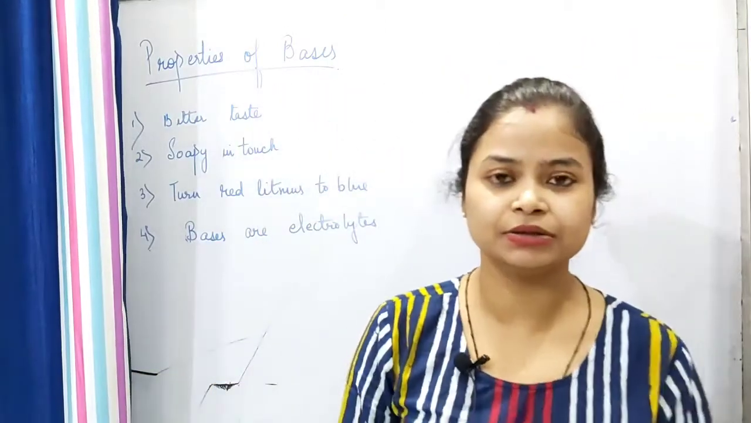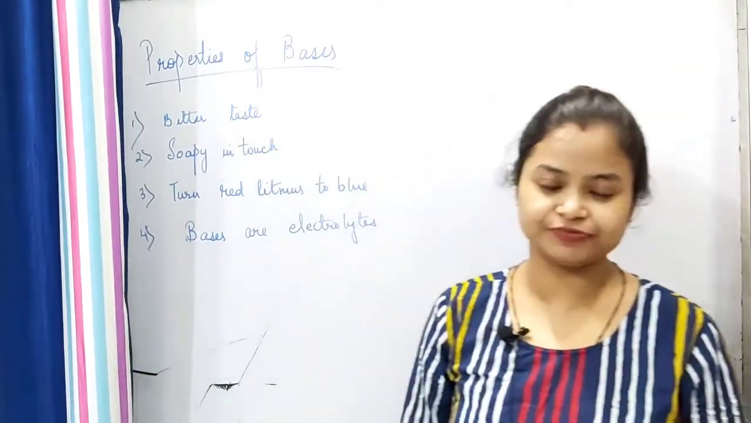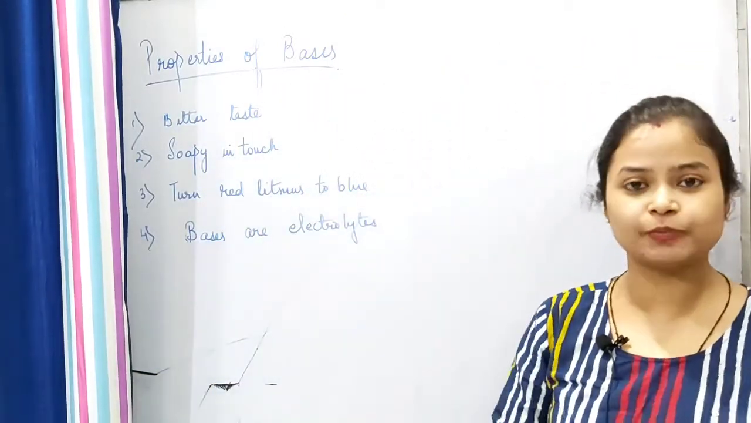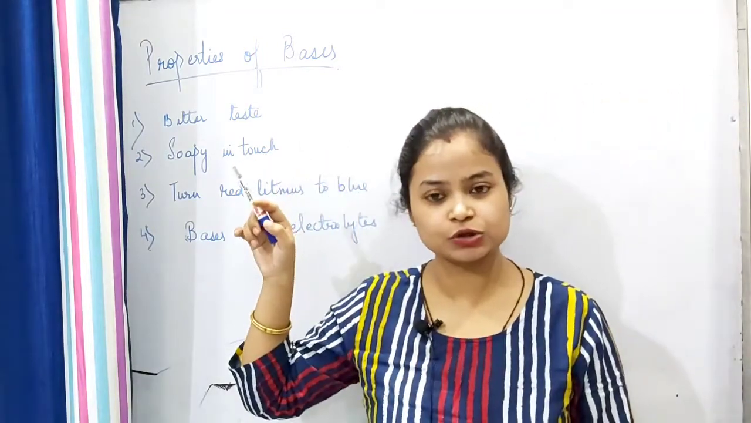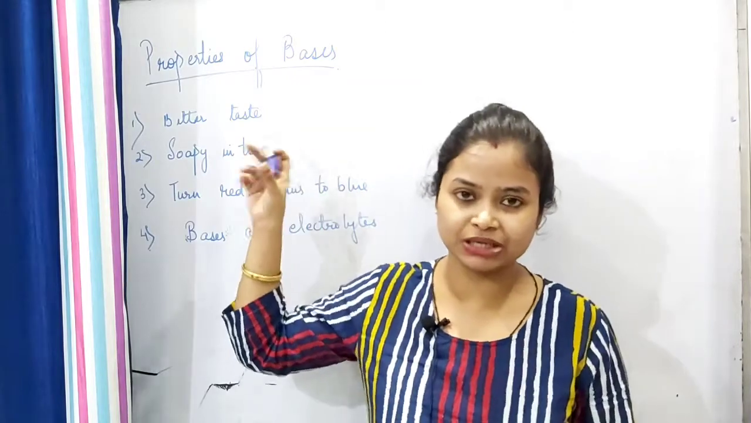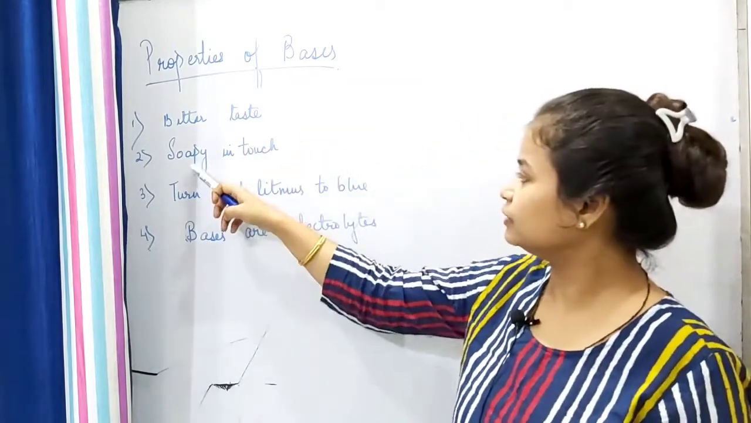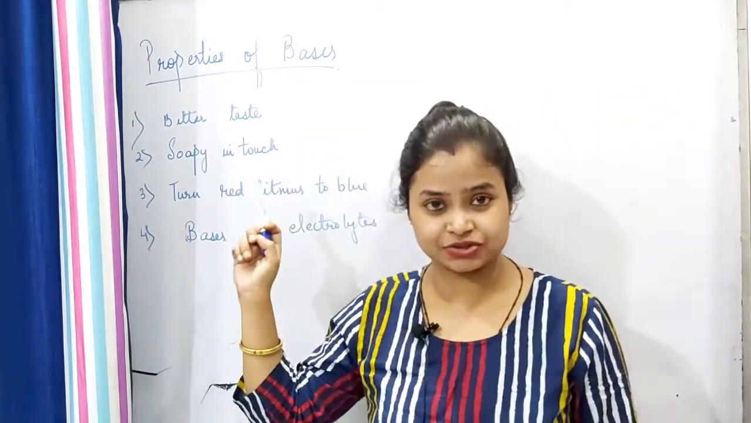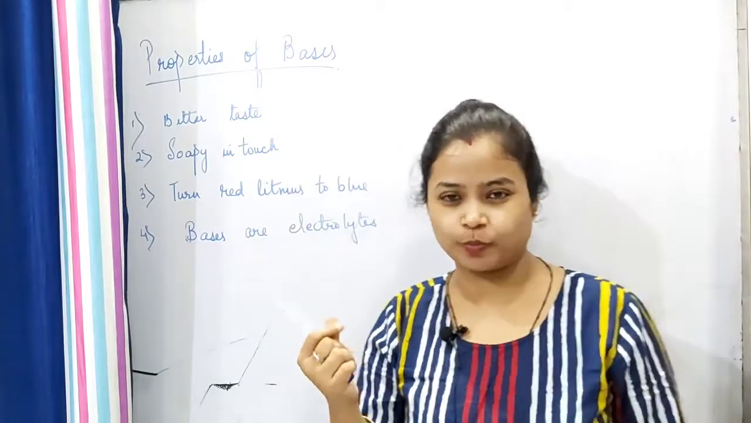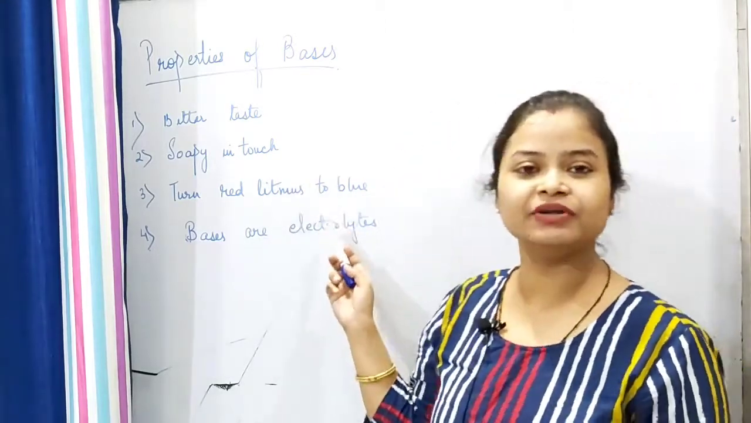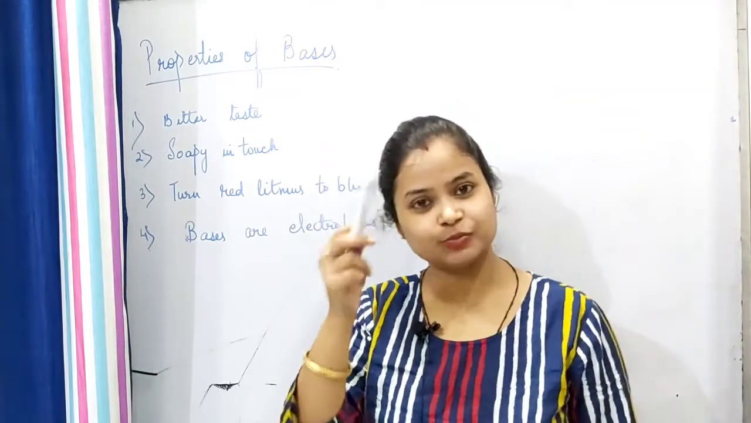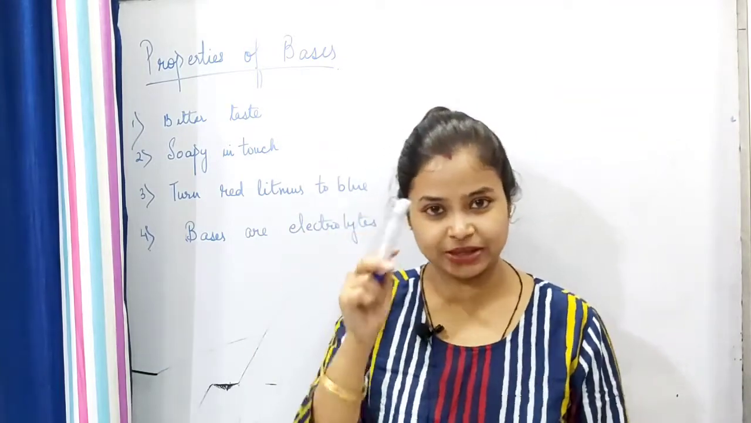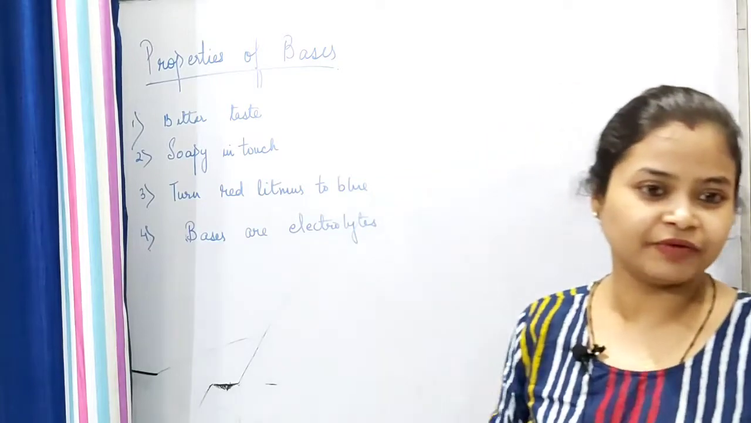Now let's see the properties of bases. First we'll see the physical properties of bases. As we discussed in the definition also, bases are bitter in taste. Then they are soapy in touch, they feel like soap. Then they have the tendency to turn red litmus to blue. Base blue, base blue, BB. Remember like that.